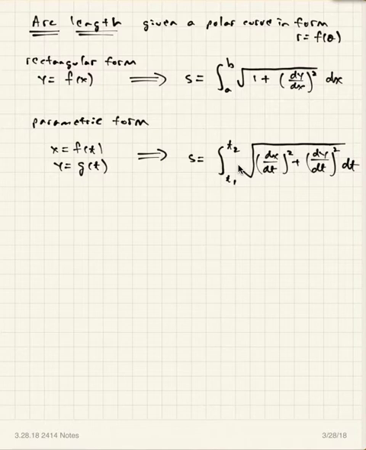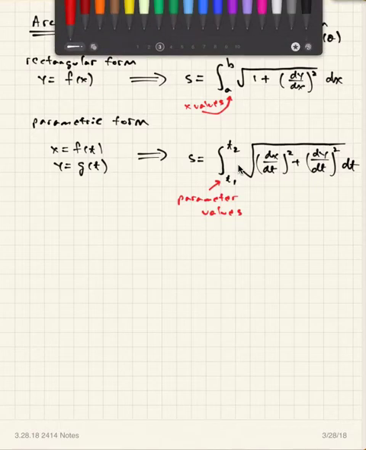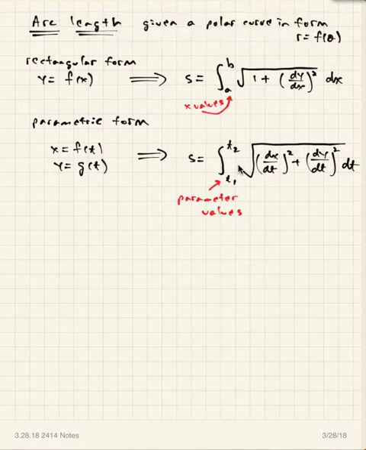Remember that in rectangular form, the limits of integration are x values. Right, those are x values. In parametric form, these are parameter values. Right, you're integrating with respect to t right here, so those would be the limits of integration. Those are the values of t that define the piece of the curve that you're talking about.